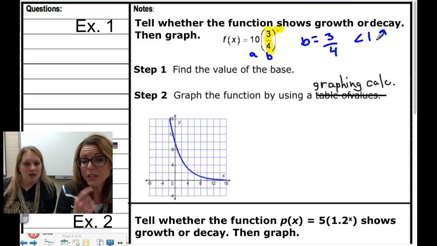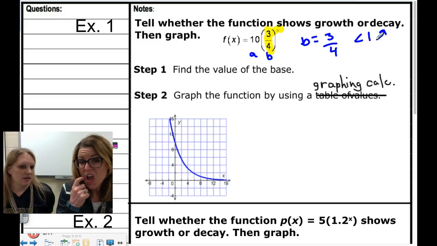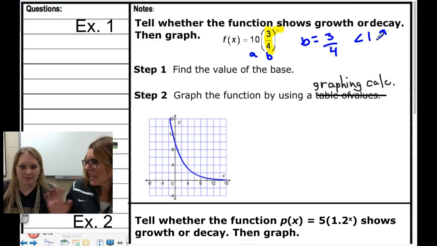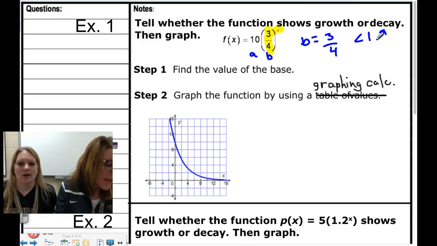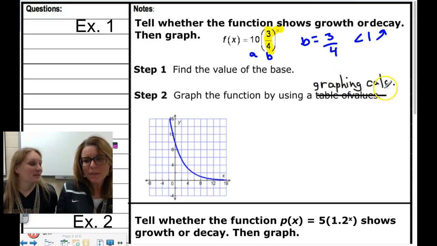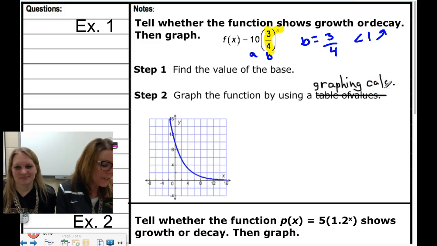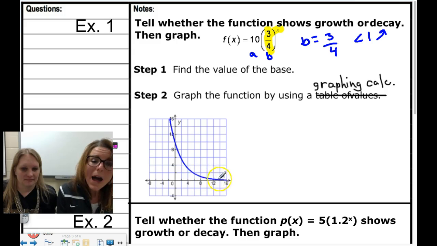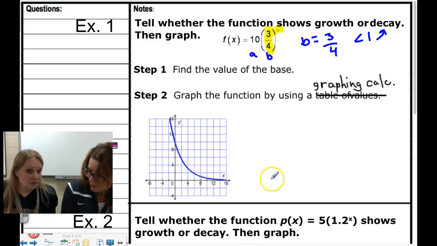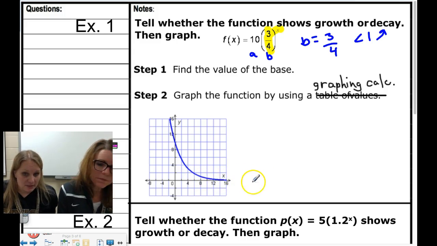So notice, in this case, Miss Young, do you normally just plug it in your calculator then? Yes, that's it. Perfect. Plug it into your calculator. And notice, in this one, as x is getting bigger and bigger and bigger, y is approaching 0. Right, exactly. But this time it's going this way.